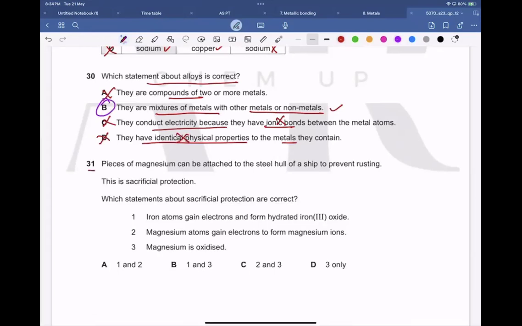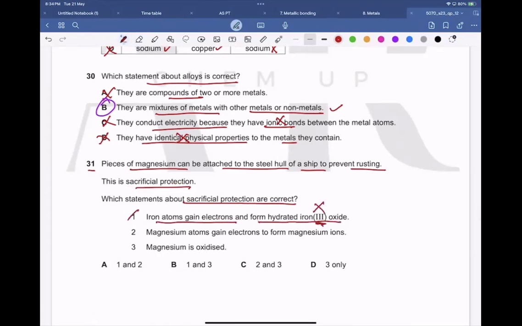Now question number 31. A piece of magnesium can be attached to a steel hull of a ship to prevent rusting. Yeah, it's sacrificial protection. Which statements about sacrificial protection are correct? Iron atoms gain electrons and form hydrated iron(III) oxide. No, if they are gaining electrons, they can't form iron(III) oxide. The 3 means it's +3, so it loses electrons. So 1 is wrong, which makes A and B wrong. Magnesium atoms gain electrons to form magnesium ions? Not at all. Magnesium atoms lose electrons to form magnesium ions, right? So 2 goes wrong, which makes C wrong as well. So we are left with only option D. So D is the correct answer.